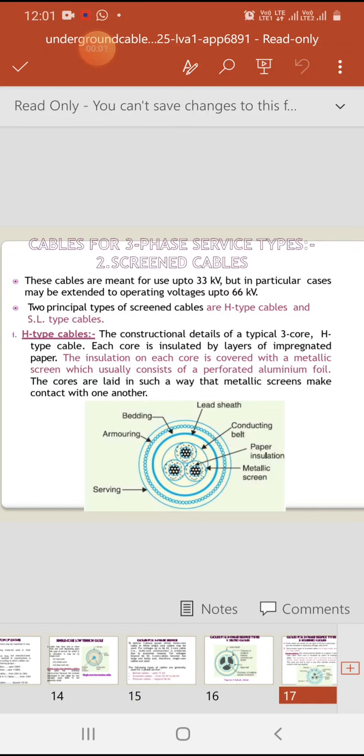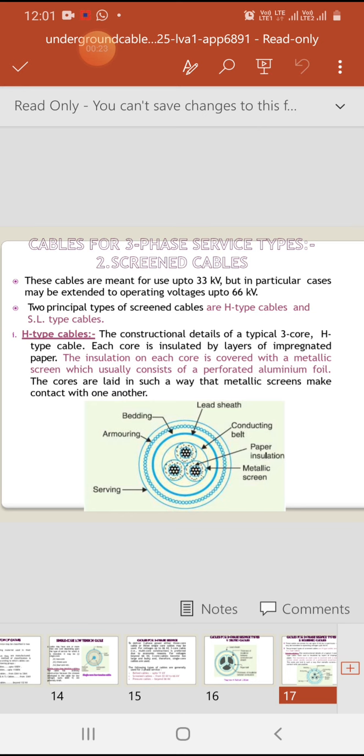So when we are talking about H-type cables, this type of cables is designed by H, and so the name is like that. Okay, see the constructional features as per the figure. Here we are making a typical three-core H-type cable.